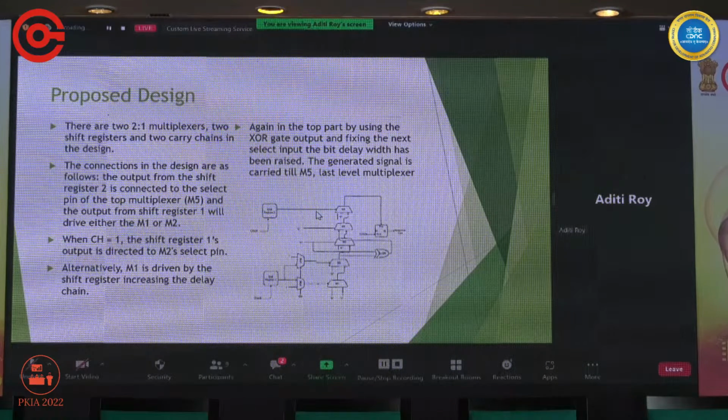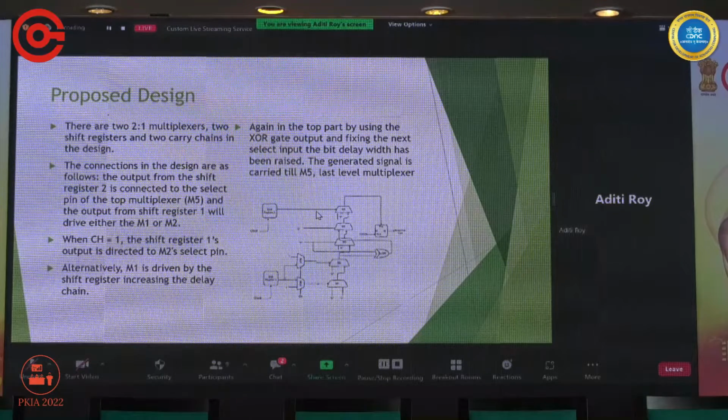The connections in the design are as follows: the output from shift register 2, the top shift register, is connected to the select pin of the top multiplexer, called M5, and the output from shift register 1 will drive either M1 or M2. So there is a choice of selecting either M1 or M2 by using these extra two multiplexers, which are driven by shift register 1 output.